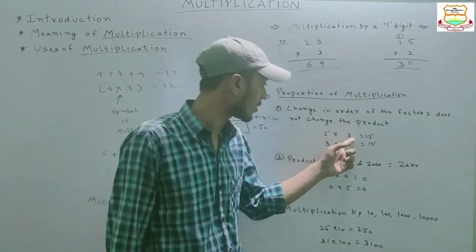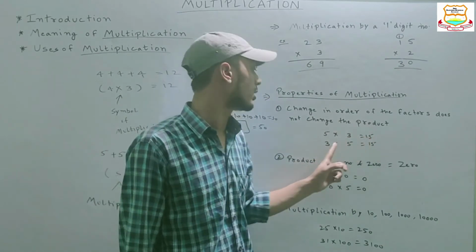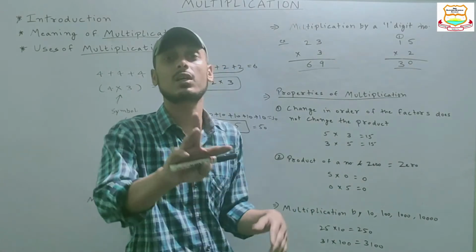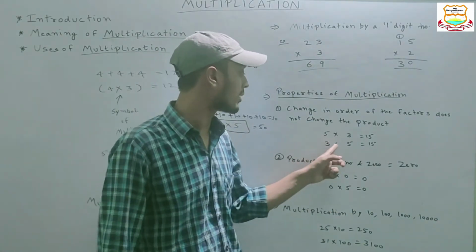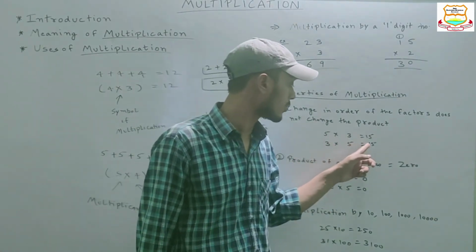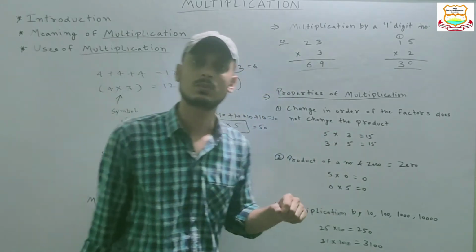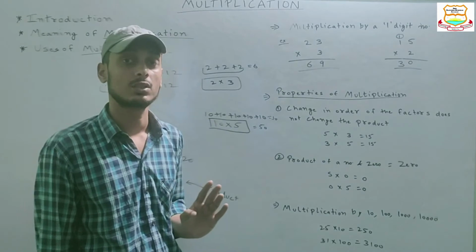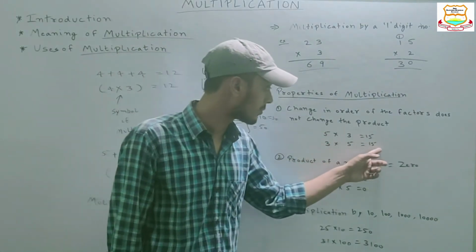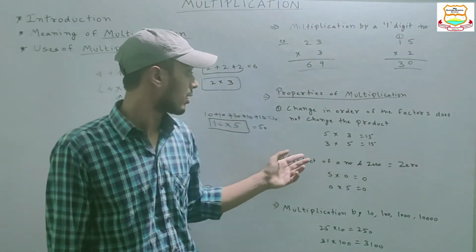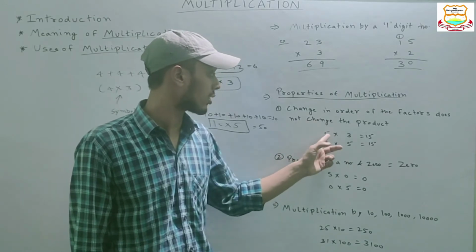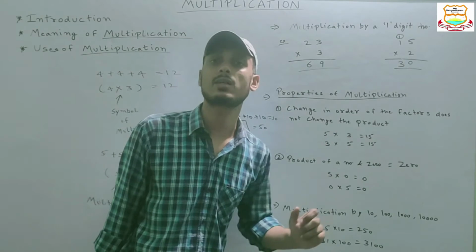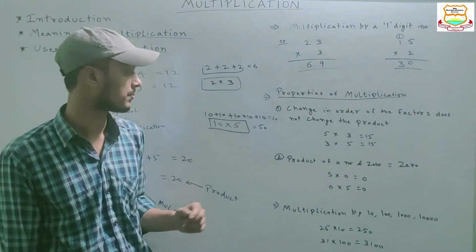5 multiplied by 3 equal to 15. Suppose we reverse this order. Order means arrangement. 3 multiplied by 5 is equal to 15. We see here that the answer is the same. We reversed the order of factors, then also the answer remains the same.